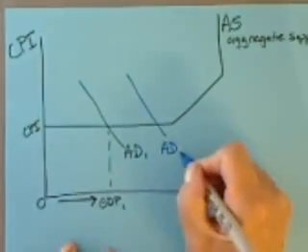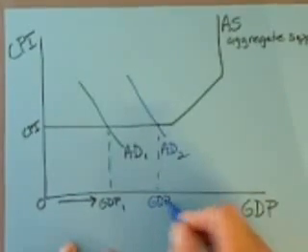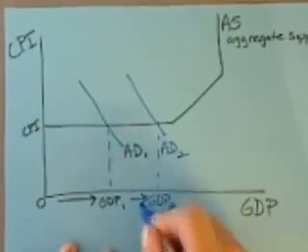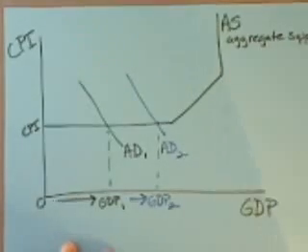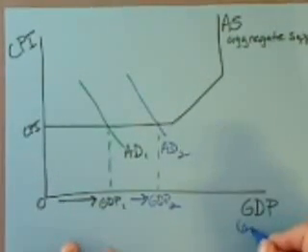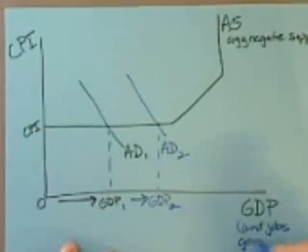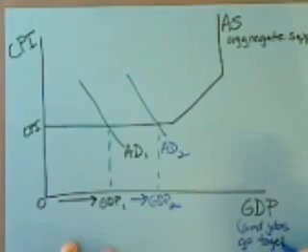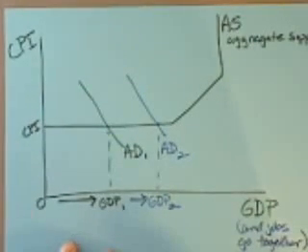AD2 then could be here. That would mean that GDP2 would be here. That's more GDP than before. So that would be another way of saying that there's growth in the economy. Another thing to notice is that GDP and jobs go together. More GDP means more jobs. If GDP declines, that means somebody's getting laid off somewhere in the macroeconomy.